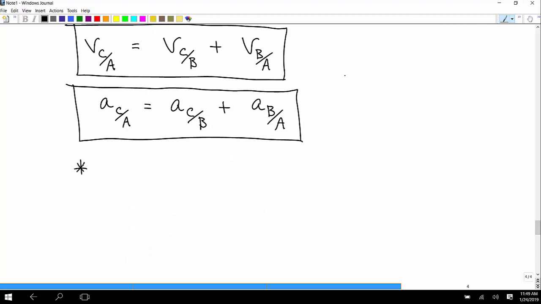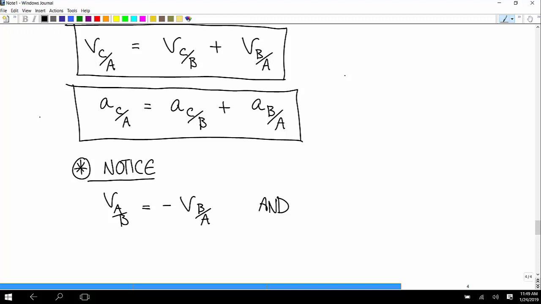And again, notice that the velocity of A relative to B is equal and opposite to the velocity of B relative to A. And same thing works with acceleration. Acceleration of A relative to B is equal to the negative acceleration of B relative to A.